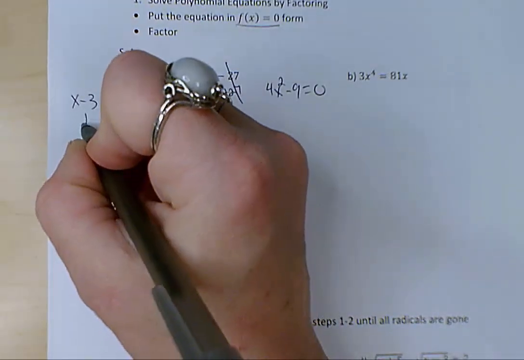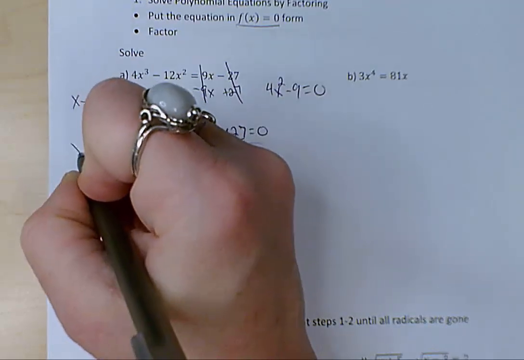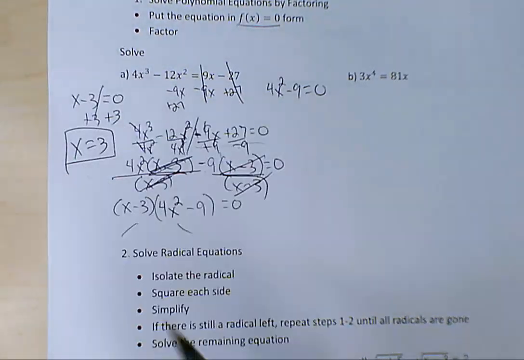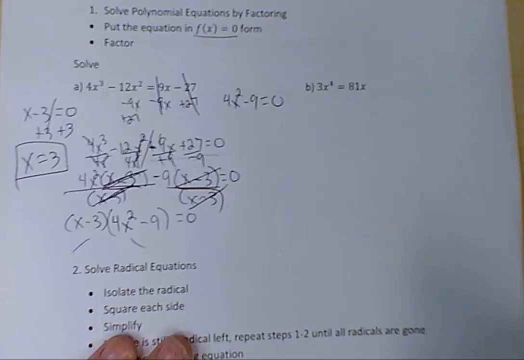To get our first solution over here, just add that 3 to the other side, and we get that x is equal to 3 for our first solution.